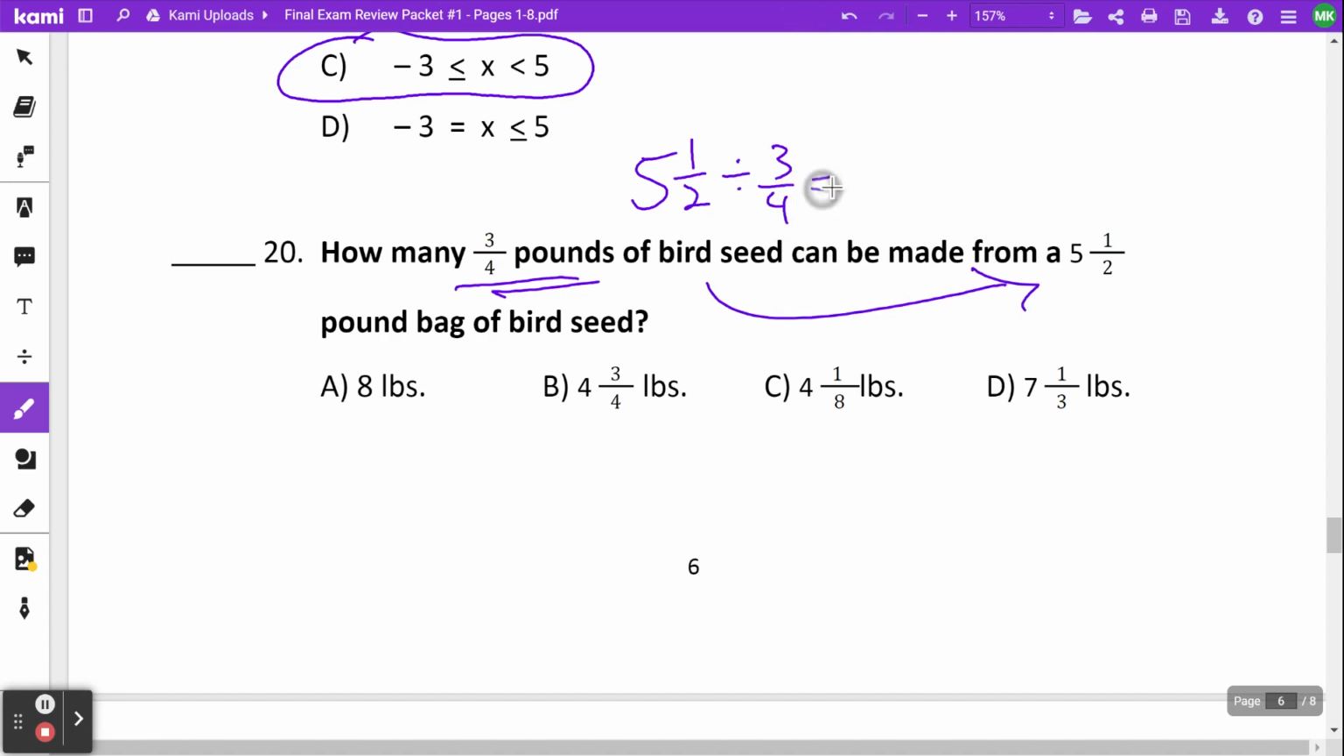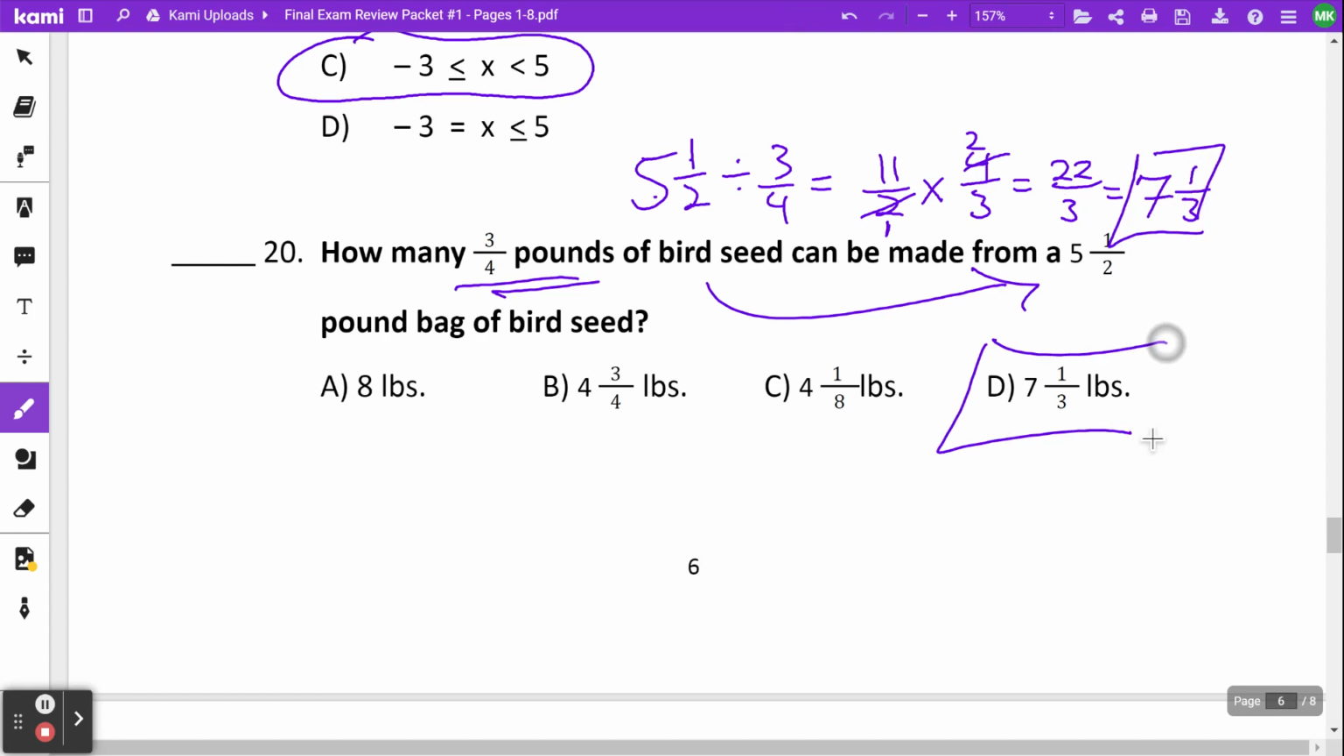So this is a keep, change, flip situation here. First I'm going to take this guy and turn him into an improper fraction. So I have 11/2. That's my keep, then my change, and then my flip, so 4/3, like that. Or I can simplify before I multiply. I get a 1 there and a 2, and I wind up with 22/3. Now I can knock that down, right? So that goes 7 times for 21 with 1 left, 1/3. So 7 1/3 pounds. There you go. Okay, so that's the answer to that guy.